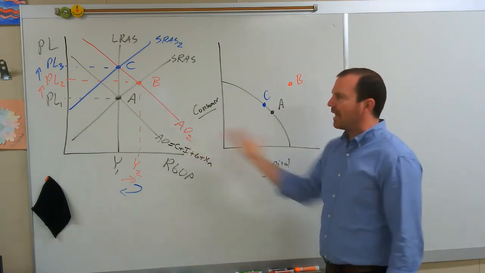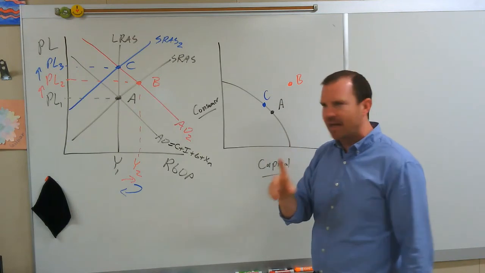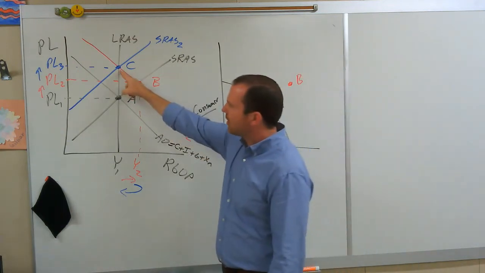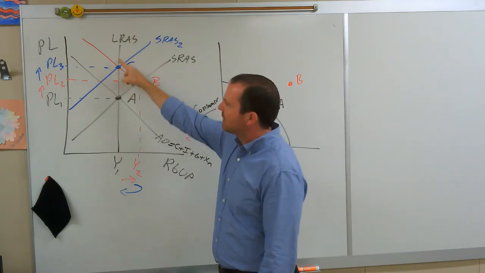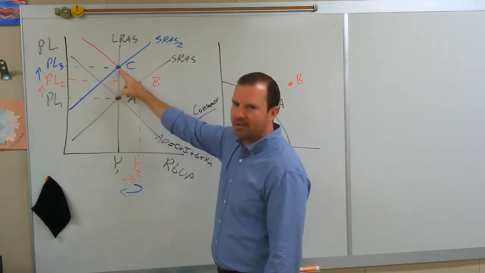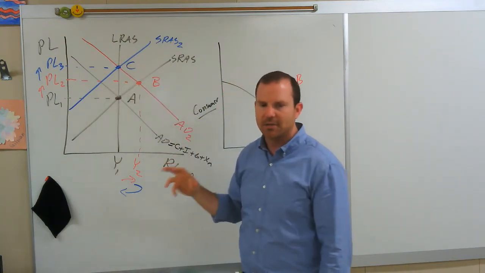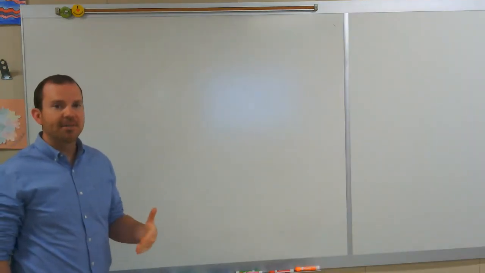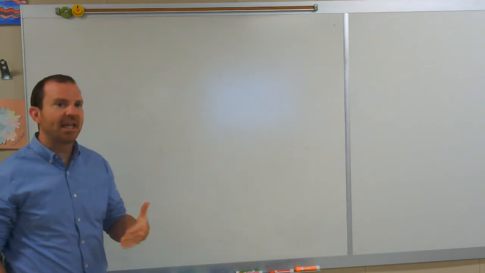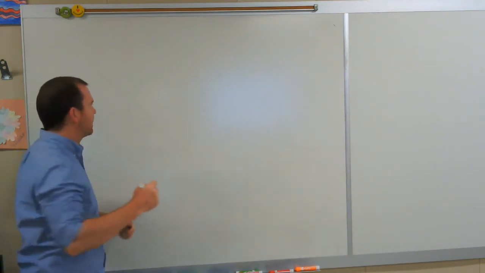So now we're back at long run equilibrium. How do I know that we're back at long run equilibrium? All three curves, right? This red AD curve, this blue SRAS curve, this black long run curve, they all intersect. So I know that we're back at long run equilibrium. Okay? That was an increase in aggregate demand, right, with an inflationary gap. Now let's look at a decrease in aggregate demand with a recessionary gap.